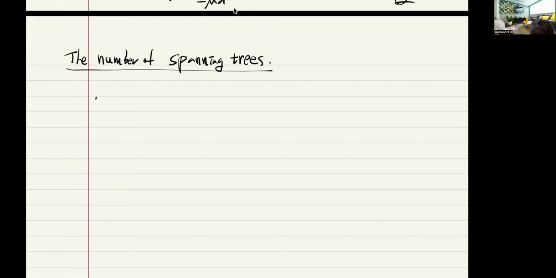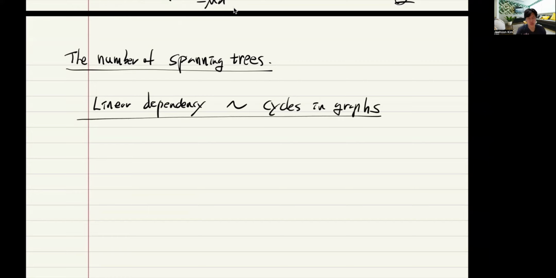Roughly speaking, linear dependency is related to cycles in graph. And in a similar spirit, linear independency is related to trees. The graphs without cycles are trees, and the collection of vectors which does not contain any linear dependency are the linear independent sets. So linearly independent sets and trees are related.